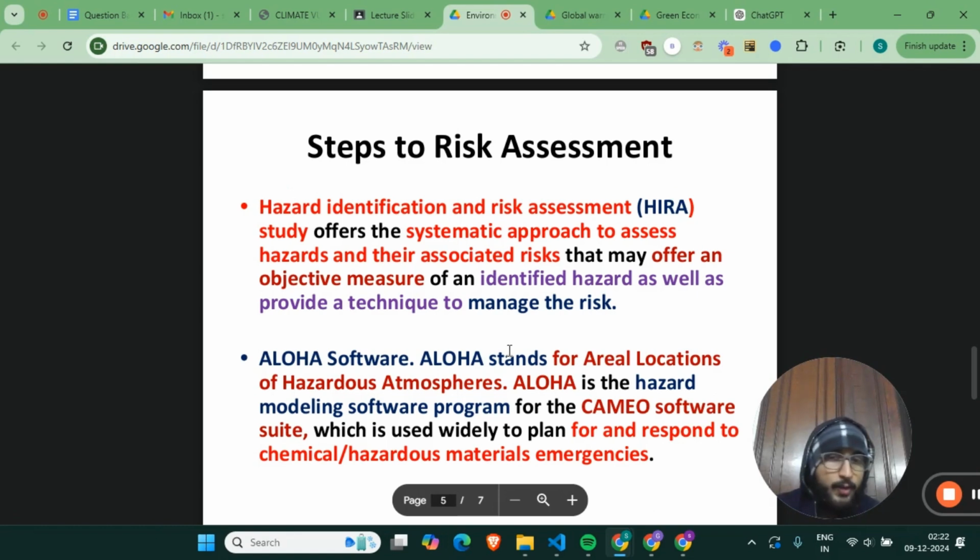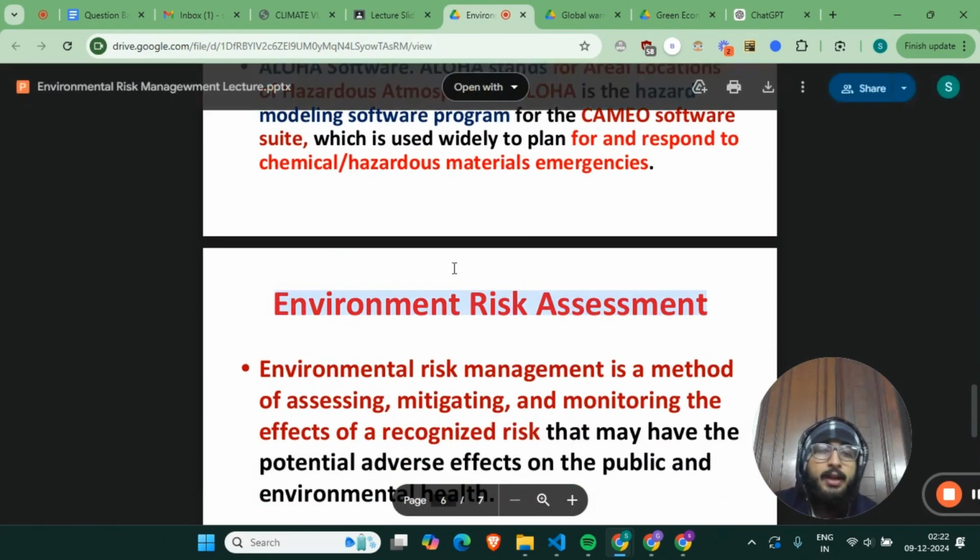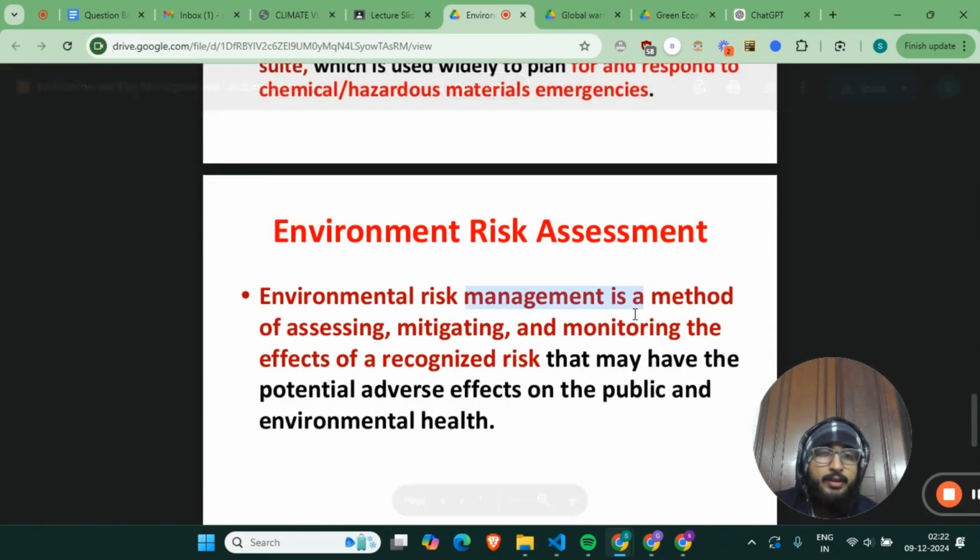Now, ALOHA software. ALOHA stands for Areal Locations of Hazardous Atmospheres. ALOHA is a hazard modeling software program for the CAMEO software suite, which is used widely to plan for and respond to chemical hazardous materials emergencies.